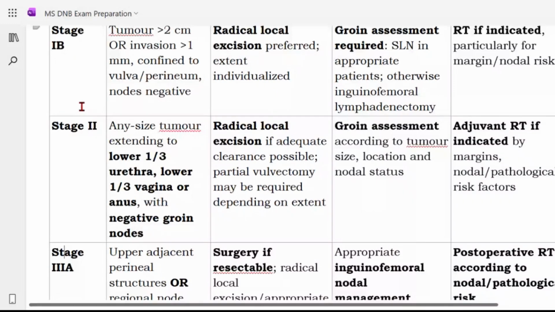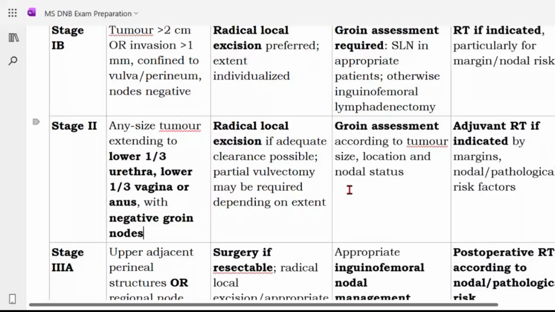Okay. Then stage 2. Stage 2 is a disease in which any size of the tumor, but lower 1/3 of the perineal structures are involved. Here, radical local excision, if adequate clearance is possible, or partial vulvectomy may be required. So radical local excision is also an option, or the partial vulvectomy, depending upon the site and the size of the tumor, you have to decide. But definitely groin assessment will be required. And adjuvant radiotherapy if indicated by margins, nodal or pathological risk factors.